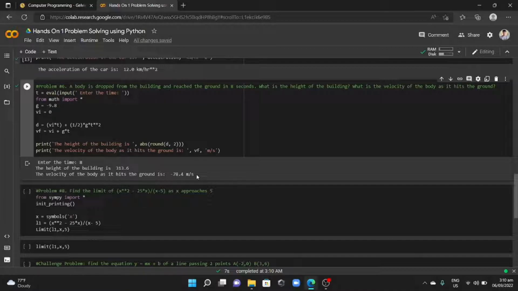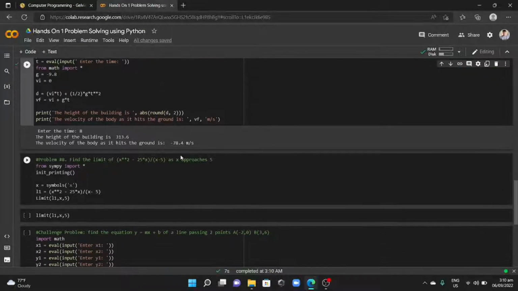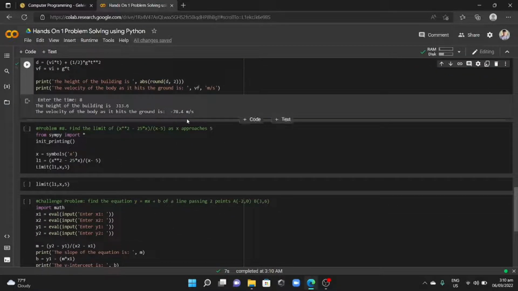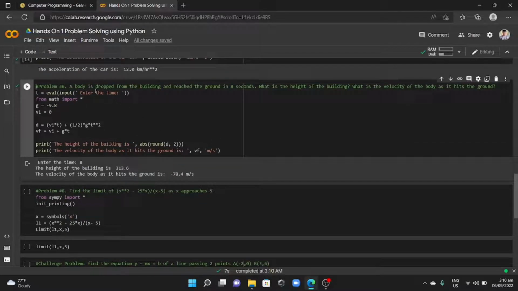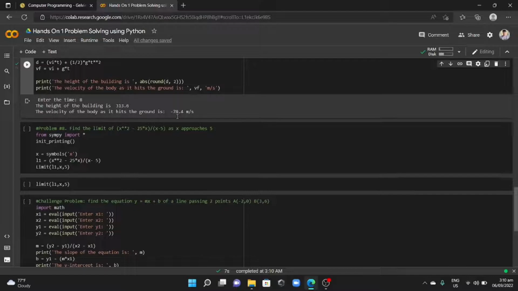It is negative because of the statement a body is dropped from the building. So we have the positive. We have the negative rather. Sorry. Negative because it dropped from the building.